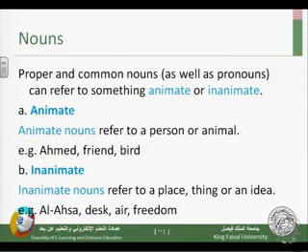The other distinction is inanimate. So inanimate nouns refer to a place, thing, or an idea. So we have al-ahsa refers to a place, desk refers to a thing, air, a thing as well, and freedom refers to an idea. And these are all inanimate.